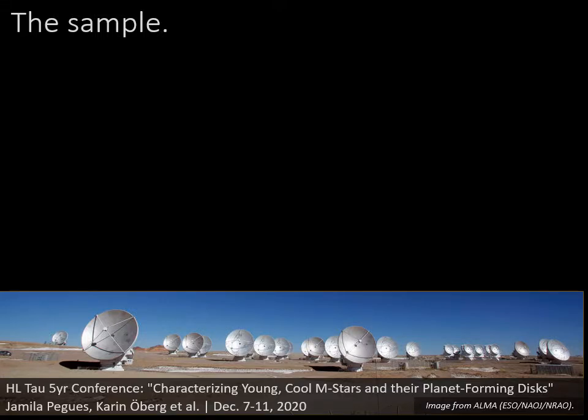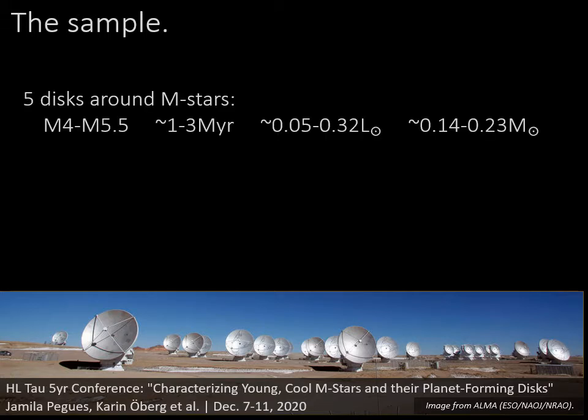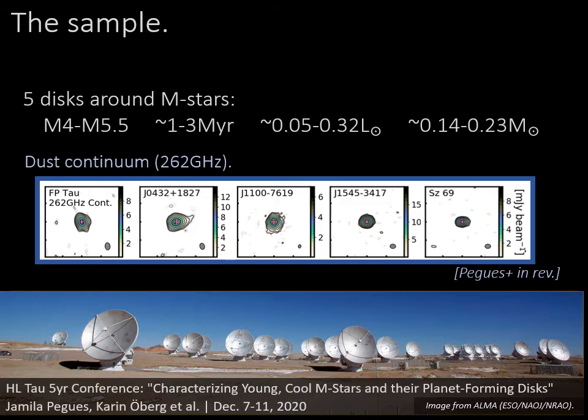Okay, so in this talk, we're going to use a sample of protoplanetary disks to do exactly those two tasks that I just talked about. There are a total of 5 disks in our sample around M4 to M5 type stars, and the stars are pretty young, pretty dim, and of pretty low mass. And here I'm showing the disk continuum for our sample, which at this resolution appears to be pretty smooth.